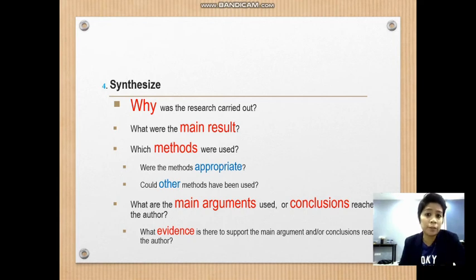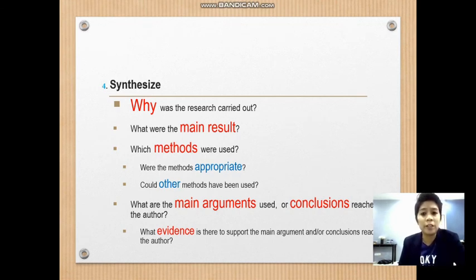Some methods are appropriate for them, but not for the current proposal that you want to write. And could other methods be used? Because many methods can be used to achieve the same objective, right? This is where you find similar topics studied, but they use different instruments, different questionnaires, to achieve the same or similar objective.